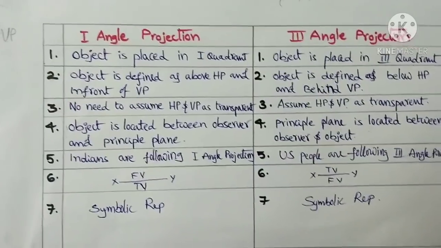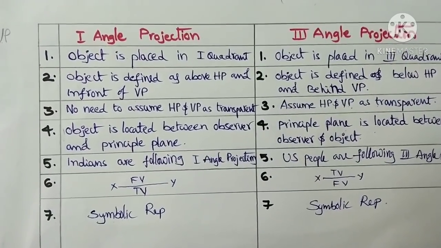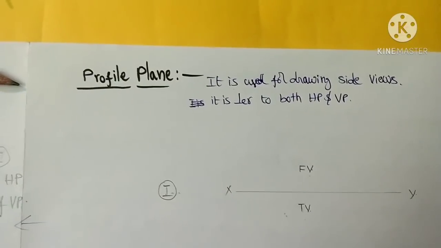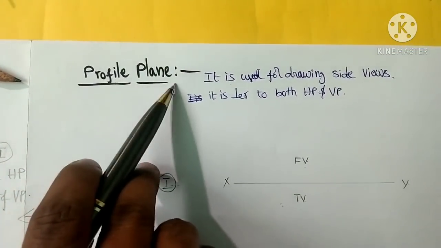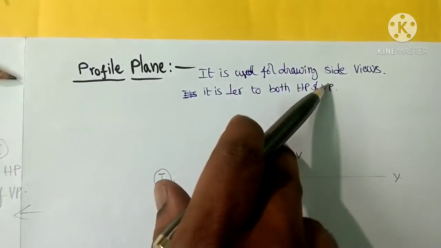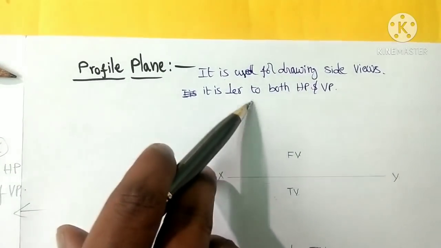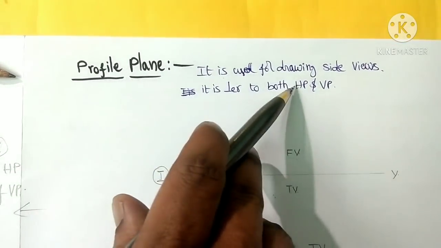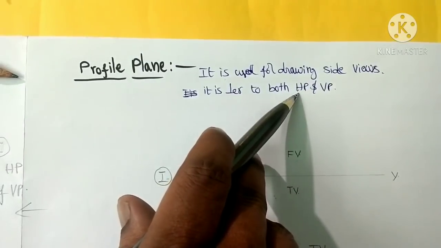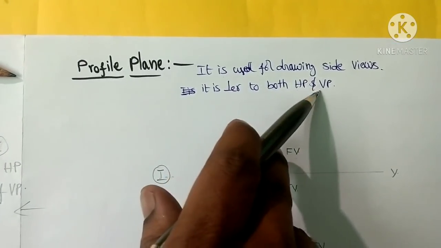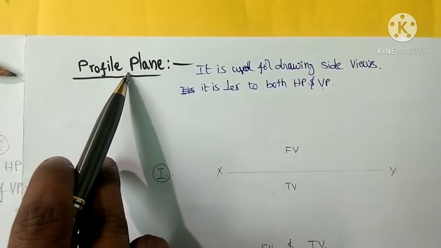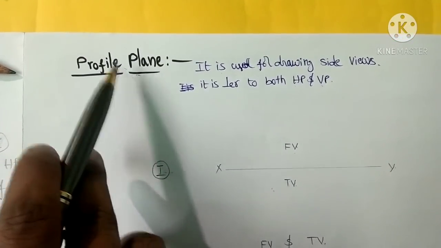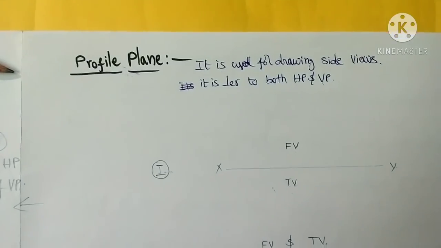And one more thing here, I have to explain one more plane, that is the profile plane. The purpose of the profile plane is for drawing side views. It is perpendicular to both the horizontal plane and vertical plane. So the horizontal plane is for top views, the vertical plane is for front views, and the profile plane is for side views. That is it. So this is about the concept of orthographic projections.